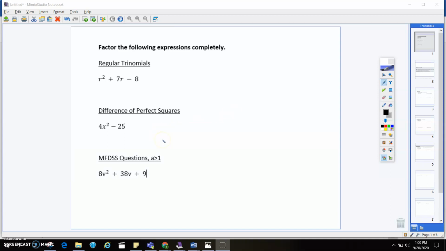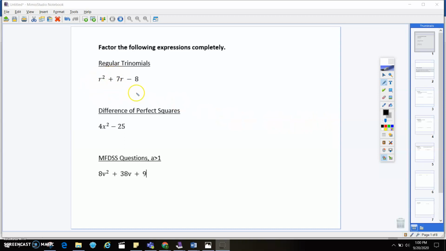So if this is the first time you're watching this video, go ahead and pause the video, try these three problems, and then I'm going to work them out for you. I think that would be helpful in this situation. So pause the video and try those three, and then go ahead and press play.